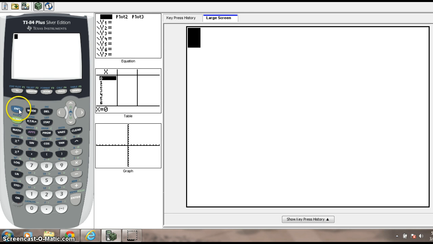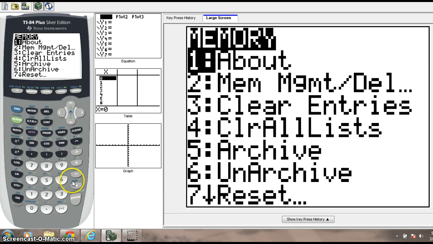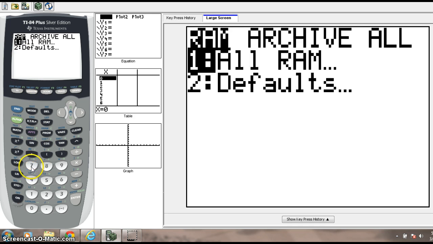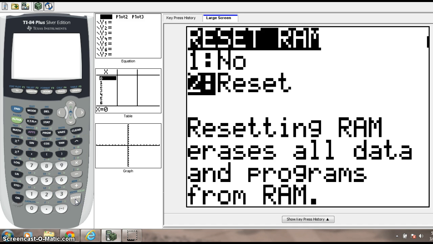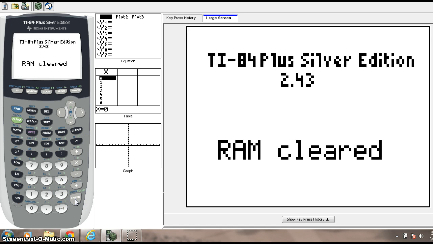So to reset your memory, you would push second and then plus. The reason why it's second plus is because MEM is written in blue, and that stands for memory. Then you're going to select the number 7 for reset. Then the number 1 for all RAM. RAM stands for random access memory. And then 2 for reset. You can also use your arrows to arrow down, whatever you prefer. And you'll get a message that says that your RAM has been cleared. You can go ahead and clear your screen.